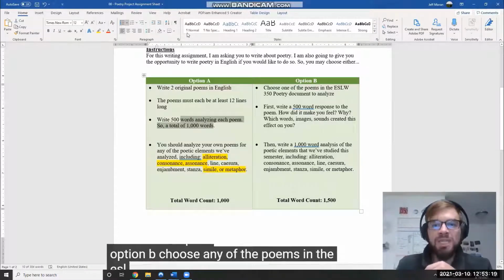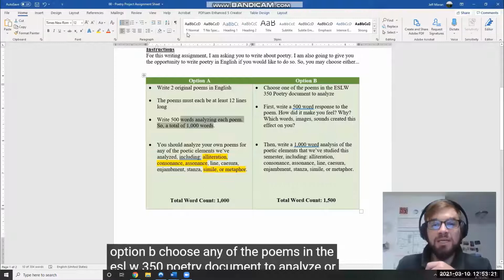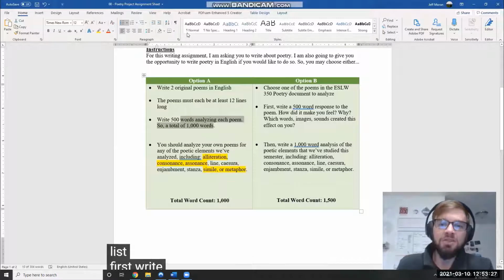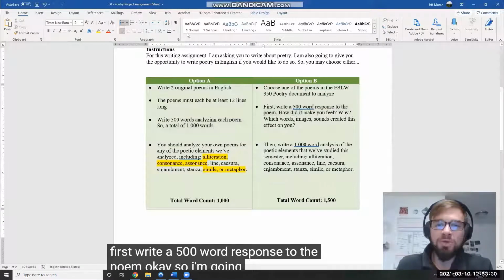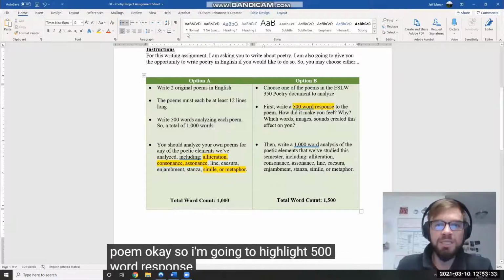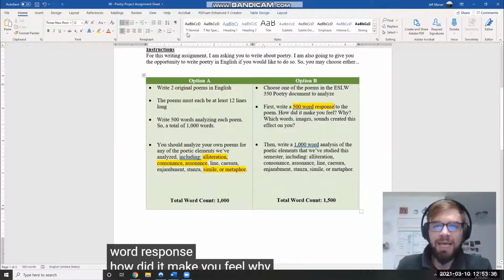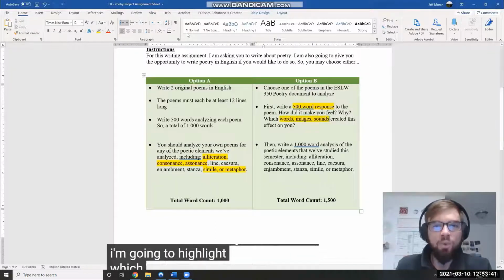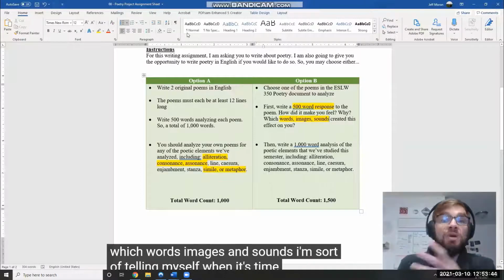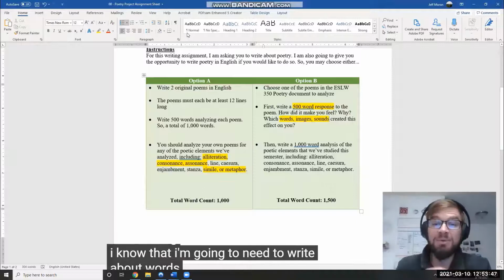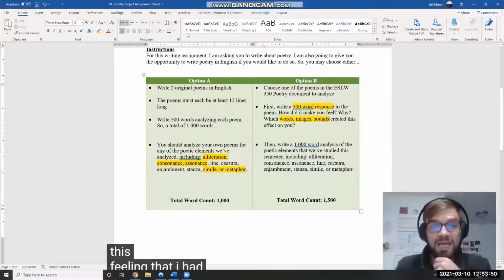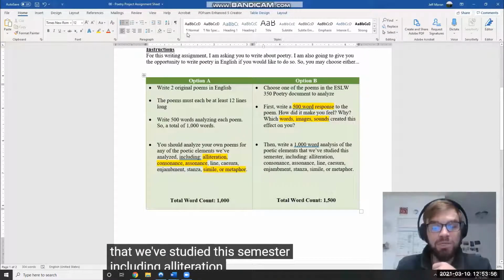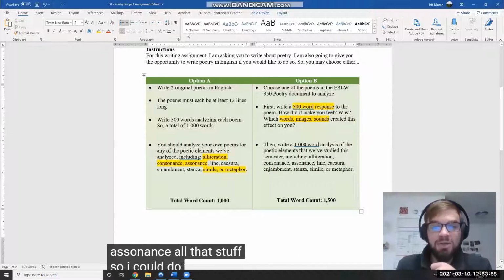Option B, choose any of the poems in the ESLW 350 poetry document to analyze, or choose your own. In fact, today I'm going to show a poem that's not in our list. First, write a 500-word response to the poem. Okay, so I'm going to highlight 500-word response. How did it make you feel? Why? Which words, images, and sounds created this effect? So I'm going to highlight which words, images, and sounds. I'm telling myself that when it's time to start writing, I'm going to need to write about words, images, and sounds that create this feeling that I had. Then write a 1,000-word analysis of the poetic elements that we've studied this semester, including alliteration, consonants, assonance, all that stuff. So I could do the same thing here.